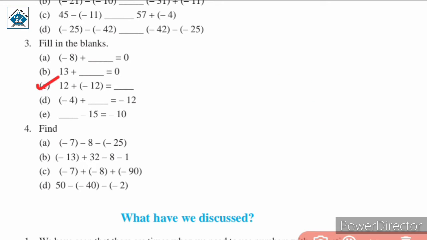Next, 12 plus minus 12. Again, minus 12 is the additive inverse of 12. Therefore, the answer is equal to 0. The sum of the additive inverse is equal to 0. Next, minus 4 plus dash is equal to minus 12. So ये जो blank space है इसमें हम इसको x consider कर लेते हैं. Simply if we write x over here, this is only for explanation. ठीक है, आप लोग को समझाने के लिए I am using this example of x.